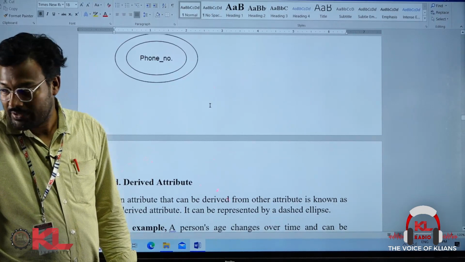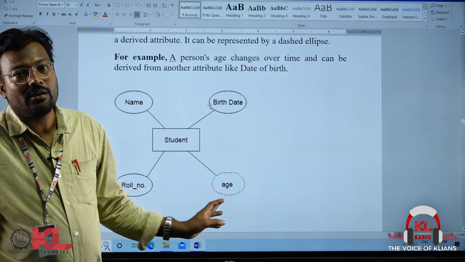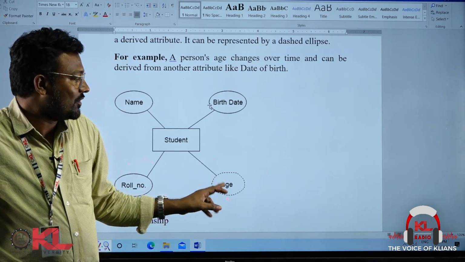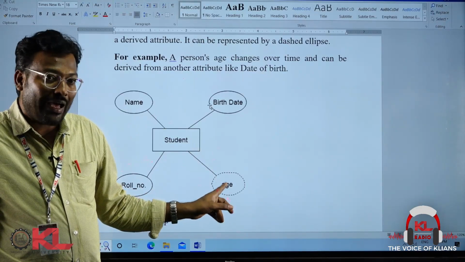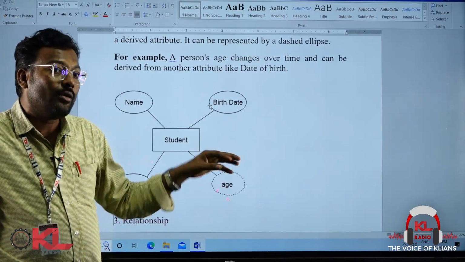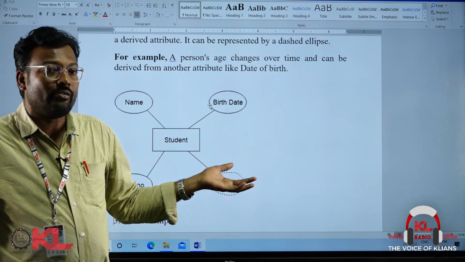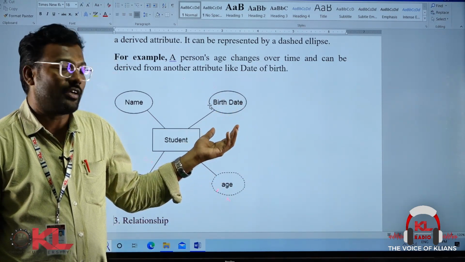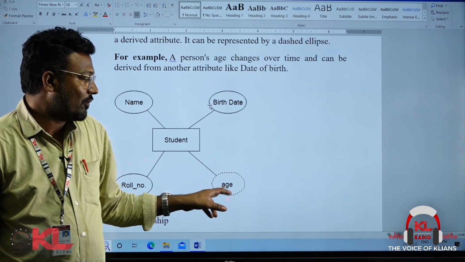Next, derived attribute. That can be specified by a dashed ellipse. The meaning of this is, it is dependent on another attribute. So, the value of that attribute is going to be calculated based on its dependent attribute. Suppose age of a person, generally we determine it from date of birth. Based on date of birth we calculate the age of a person. So, it is an example for derived attribute.